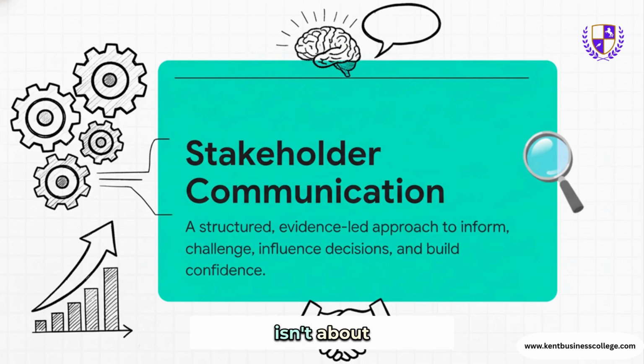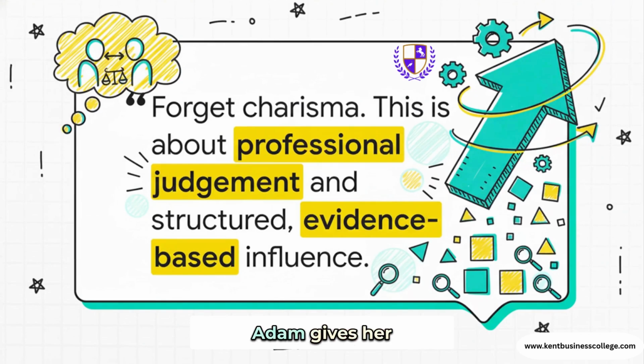See, K14 isn't about being the most charming or charismatic person in the meeting. It's about having a process, a repeatable one, and using cold, hard facts to guide decisions. It's a technical skill, and that means absolutely anyone can learn it. Now, Jody's mentor, Adam, gives her this piece of advice, and it is a total game changer. He tells her, forget charisma, this is about professional judgment, it's about evidence. And just like that, K14 stops being this big, scary, abstract monster. Suddenly, it's a skill she can build, one piece of evidence at a time. This is the mindset shift that unlocks everything.